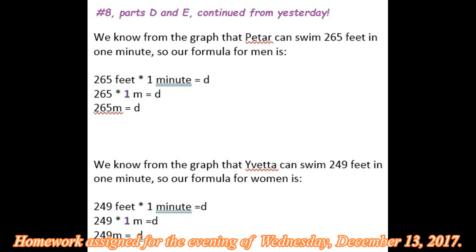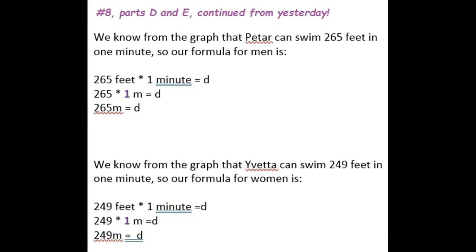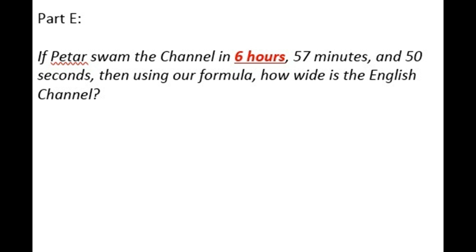Now, yesterday we did number 8's parts A, B, and C. So let's look at our formulas again. This is the answer to part D. 265M equals D for Peter, and 249M equals D for Yvetta. And again, these are the formulas that we're looking at to figure out the distances for the men and the women swimming the English Channel.